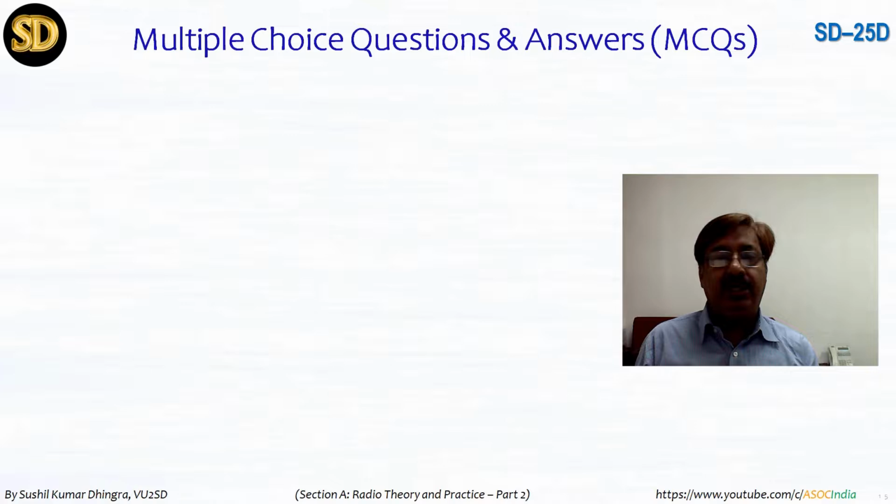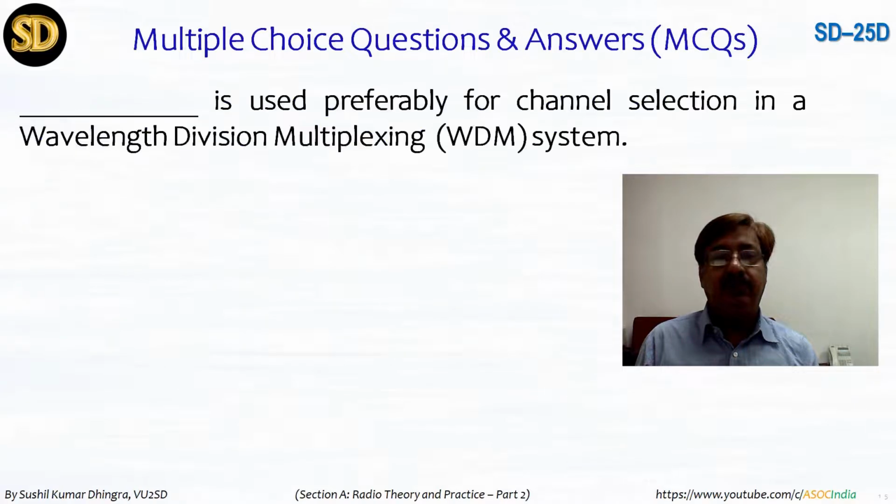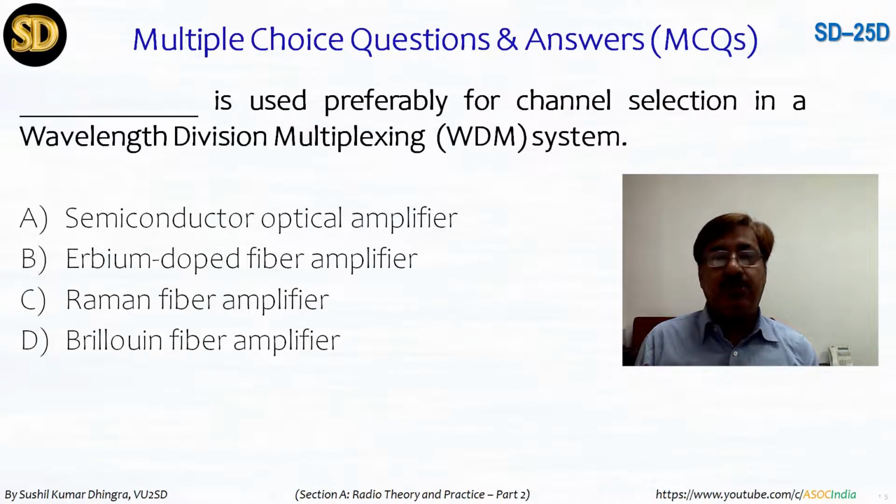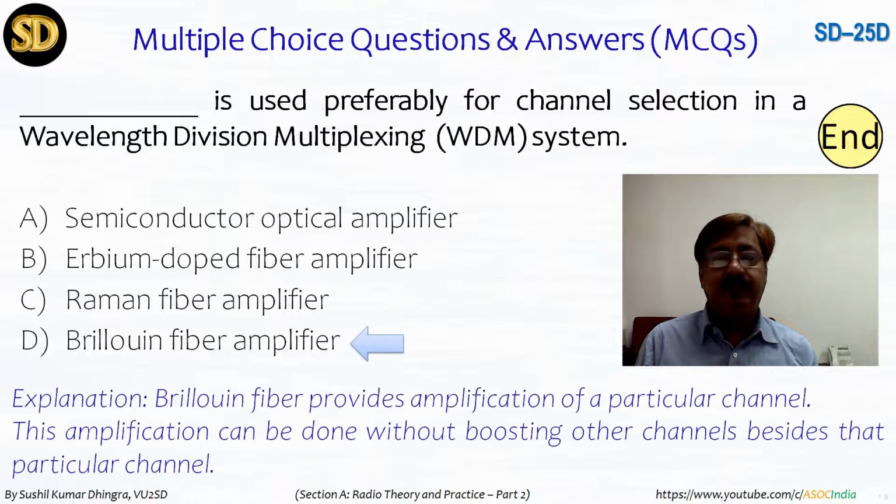Going to the next question. Which amplifier is used primarily for channel selection in a wavelength division multiplexing WDM system? A, B, C, D. You have limited time. Yes, Brillouin fiber amplifier. This is the answer. The explanation is given on your screen.